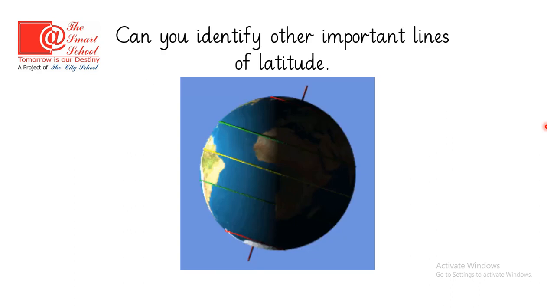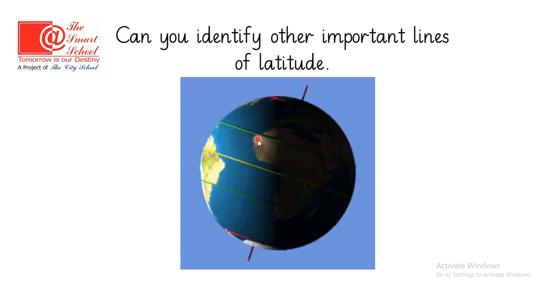Can you identify the other important lines of latitude as watched in the video? This red line, it's on 66.5 degrees north. What is this line called? Yes, it's Arctic Circle. Now this line, 66.5 degrees south. What is this line called? Yes, it's Antarctic Circle.